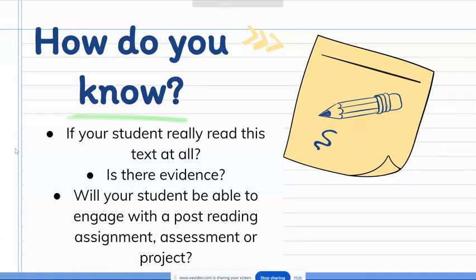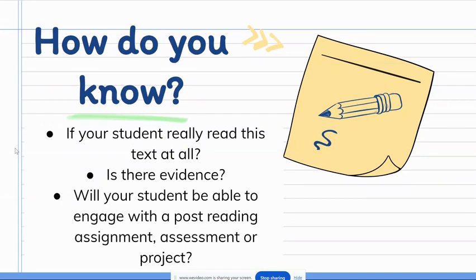Right, campus. So another universal strategy, and this is the third one we're going to go over, is the annotation of text. And so what we really want to start with is this idea of how do you even know that your students have read the text?